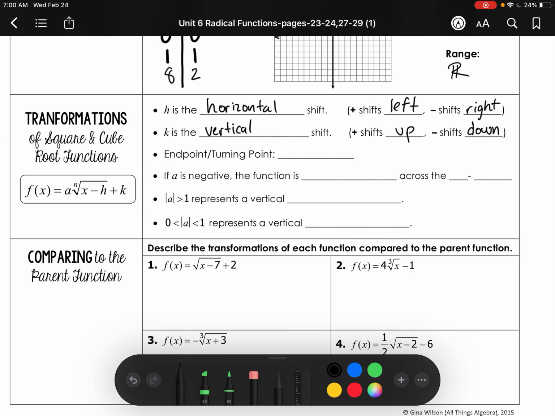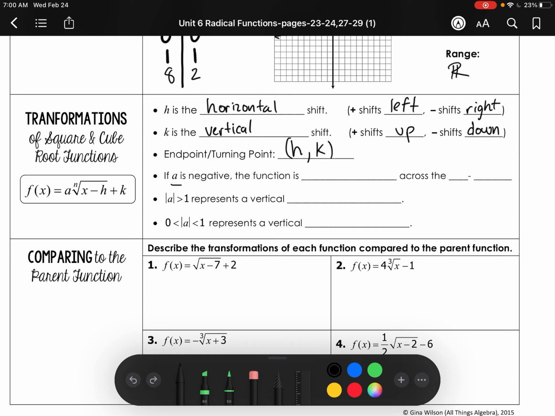And then the end point or the turning point is always going to be (h, k). So if you have your function in this format, you'll know where the turning point is, and you'll also know if the graph shifts left or right and up or down.